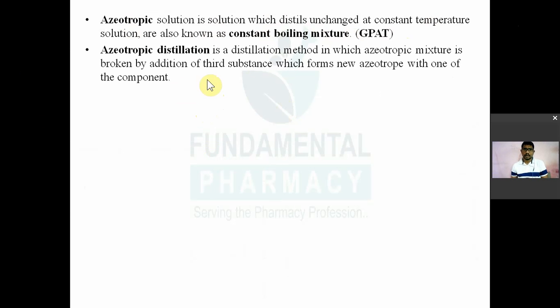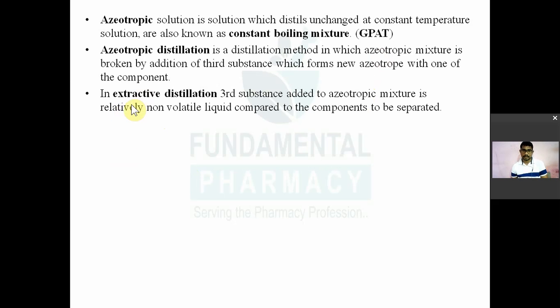To separate them, the azeotropic distillation method is used. It is a distillation method in which the azeotropic mixture is broken by addition of a third substance, which will form a new azeotrope with one component, leaving one component free for distillation. Extractive distillation is another method. A third substance is added to break the azeotropic mixture, which is relatively non-volatile as compared to the component to be separated. That happens in extractive distillation.